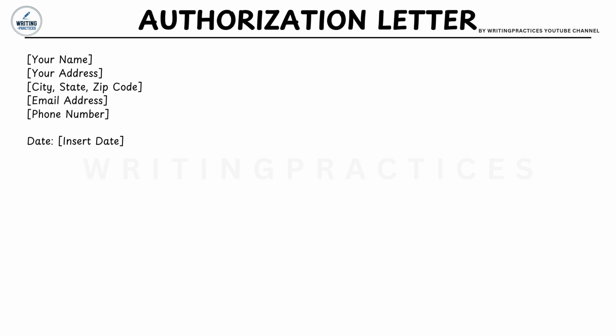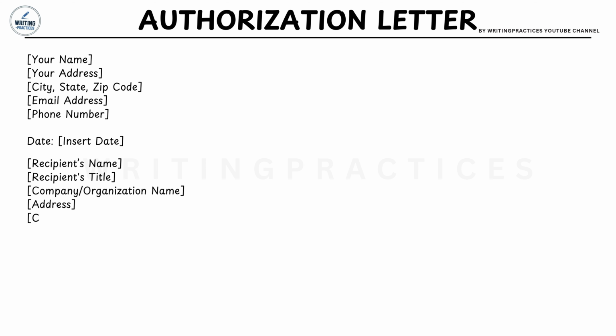Next up, you'll want to include the recipient's information. This is the person or organization that will be receiving the letter, so whoever will be approving the action or the person you're authorizing. Here, you'll include their name, title, company name, and their address. If this letter is for something formal or official, double-check that you've got all the details correct.